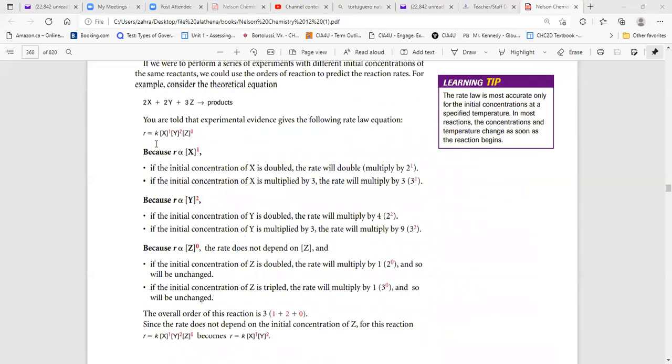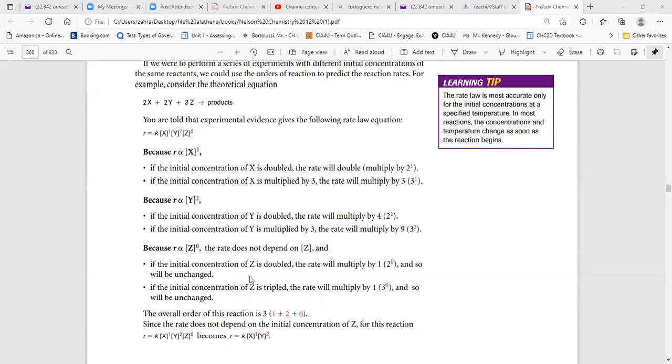Here is another example. We do an experiment and we realize that R is equal to k, concentration of X to the power 1, concentration of Y to the power 2, concentration of Z to the power 0. It means the order of the reaction with respect to X is 1, with respect to Y is 2, with respect to Z is 0. When it's Z to the power 0, it means Z does not have any effect on the rate, because any number to the power 0 is 1.